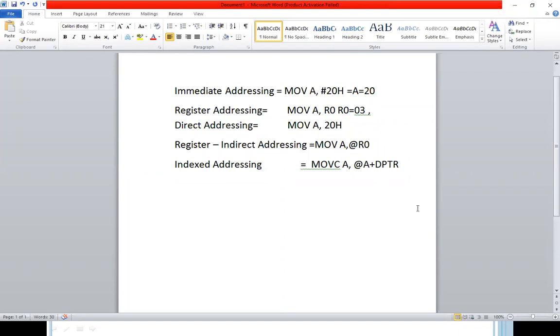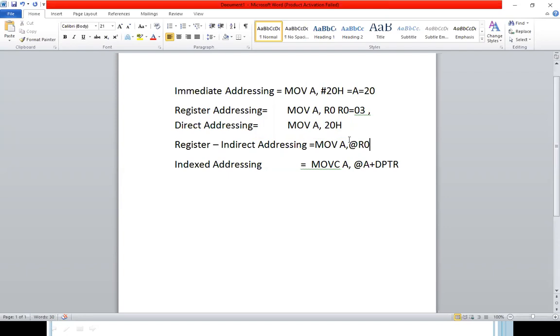So in the direct addressing mode, what will happen? 20H is the location. At that location some value is there, and this value is transferred to the accumulator. So this is the direct addressing mode. And here R0 contains a value; that value is a location, and the value at that location is transferred to A.